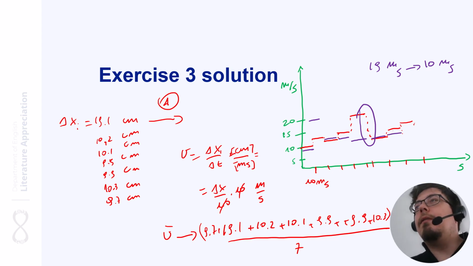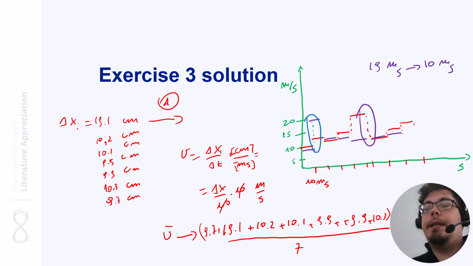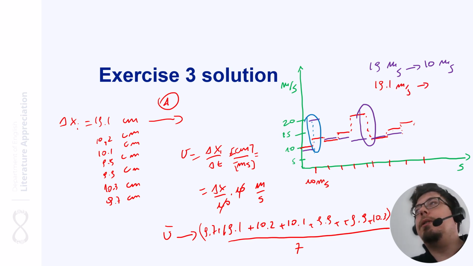As we can see, the velocity is different, the spread is different, but the biggest jump is here again, between 19.1 meters per second and 10.2 meters per second, which is a bit less than 9. So the biggest jump is the first one.